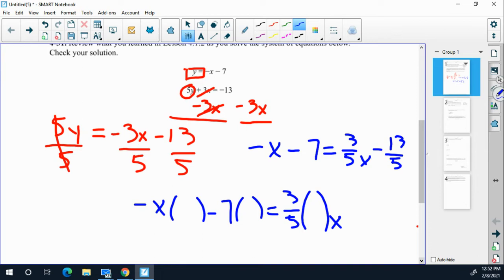Oh, you do it. What's that? 5/1. Yeah, very good. 5/1. That's how you get rid of it. That's why it's called fraction buster. Okay, fraction buster.